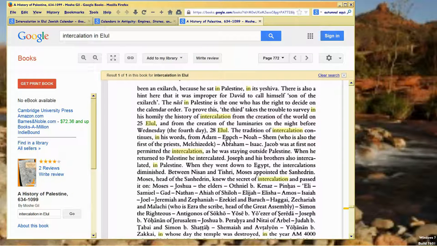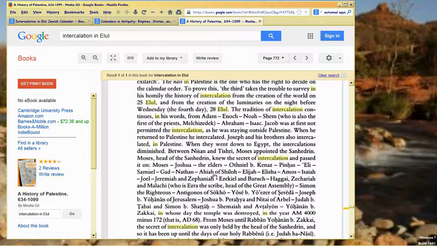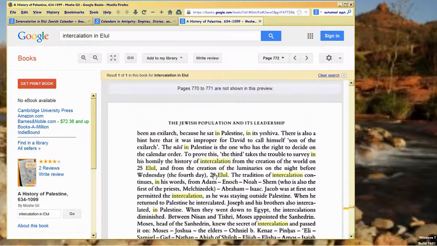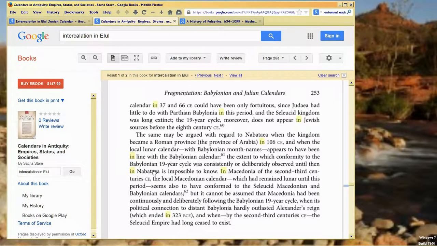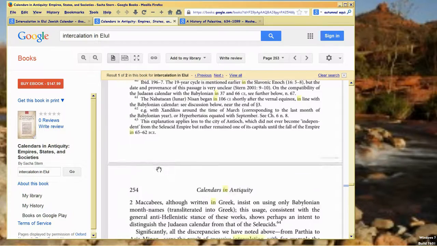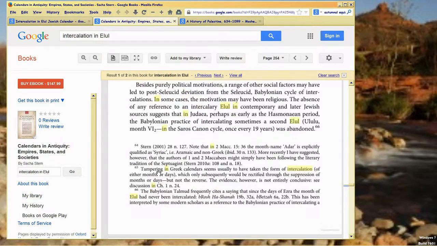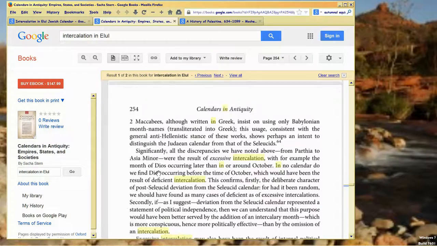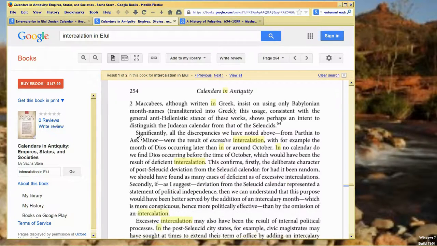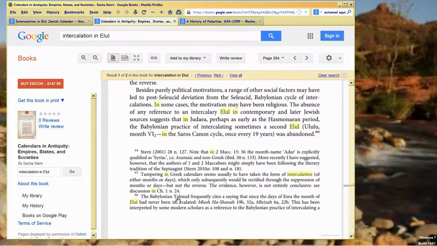From Adam, Enoch, Noah, Shem. Okay? And they intercalated in Elul, and where I wanted to show you and didn't have it then, but I've got it now. Remember I said Babylonian Talmud? It's right here in this guy's footnote. The Sasha Stern book, page 254. Okay, right here. See, Babylonian Talmud frequently cites that since the days of Ezra, the month of Elul had not been intercalated. In other words, prior to Ezra, they were using Elul to intercalate.